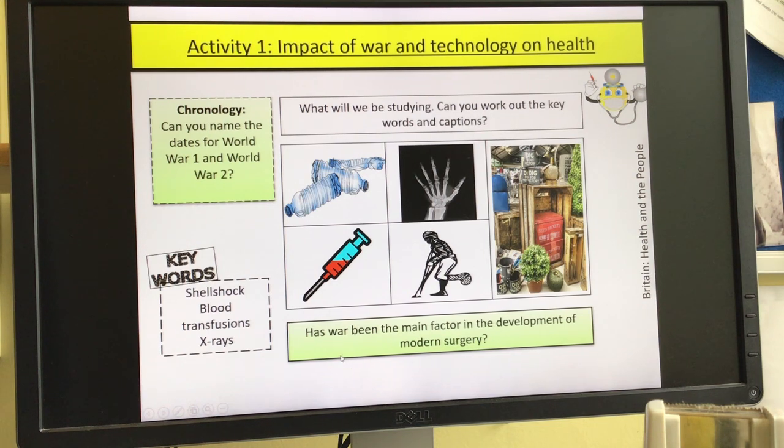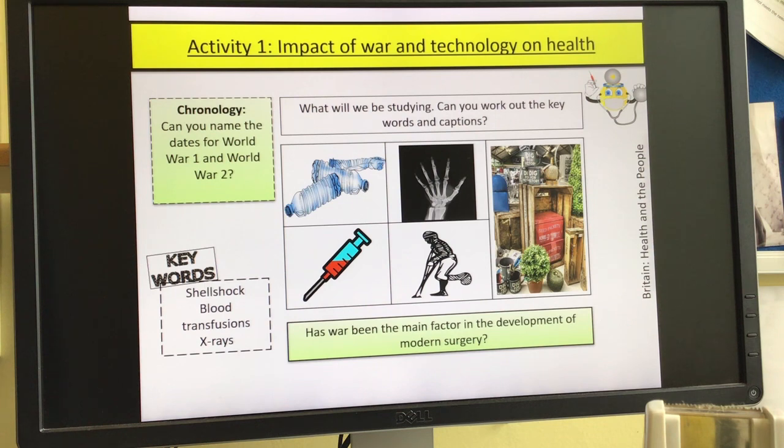The last question underneath here, how far has war been the main factor in development of modern surgery? Well, that's an interesting one, because if we're talking about modern surgery, and if you get a question around modern surgery, it will be the 20th century. And in the 20th century, there are two main wars. And what happens with war is it does speed up the development of medicine, because people are trying new things, people are looking into new things, and people are wanting to create cures and treatments for certain diseases, and also for certain wounds.